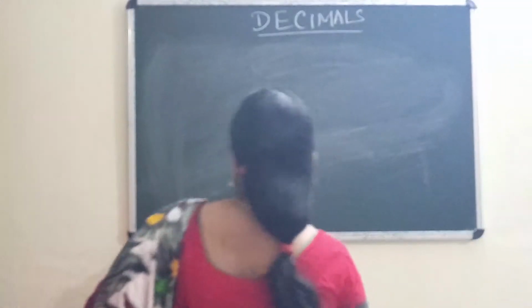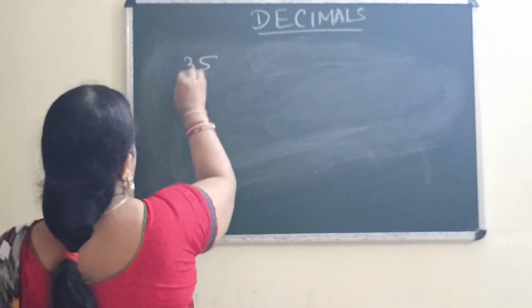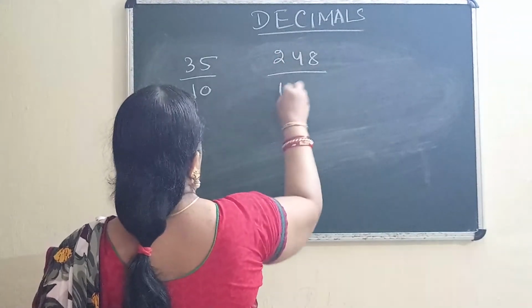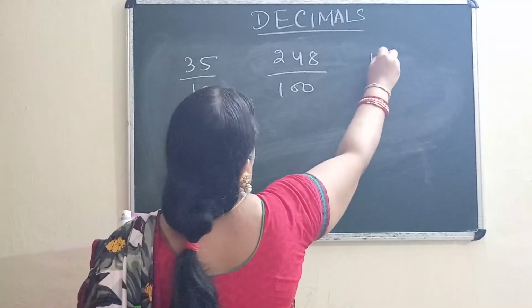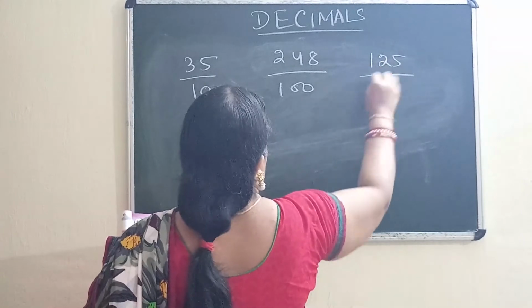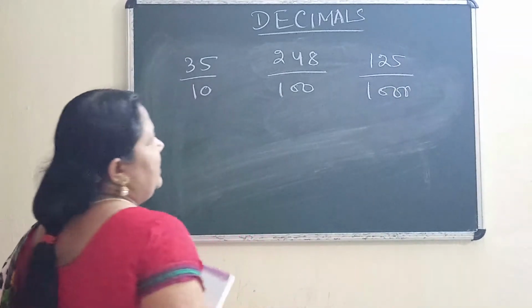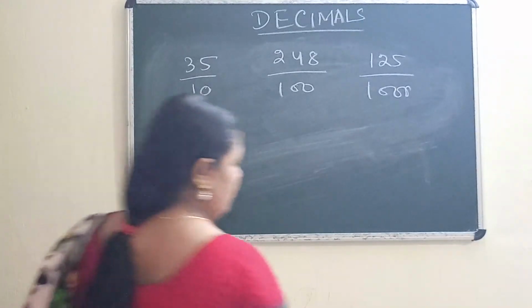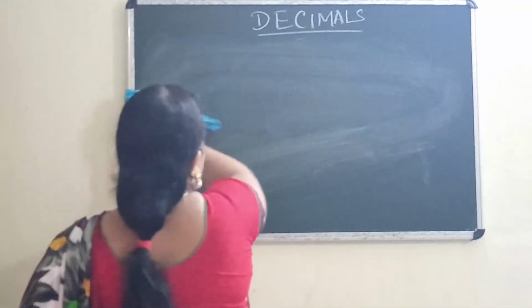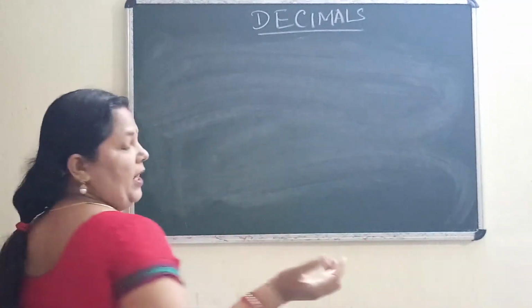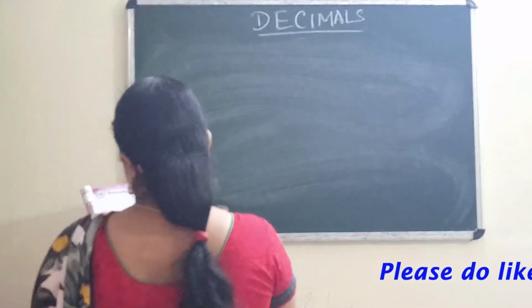For example, 35 by 10, 248 by 100, 125 by 1000. All these numbers are called decimal fractions. Now we will proceed to what a decimal is and how to write decimal numbers.